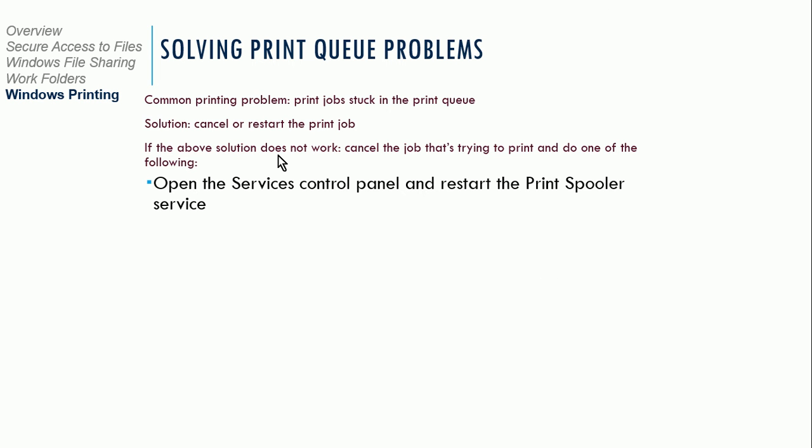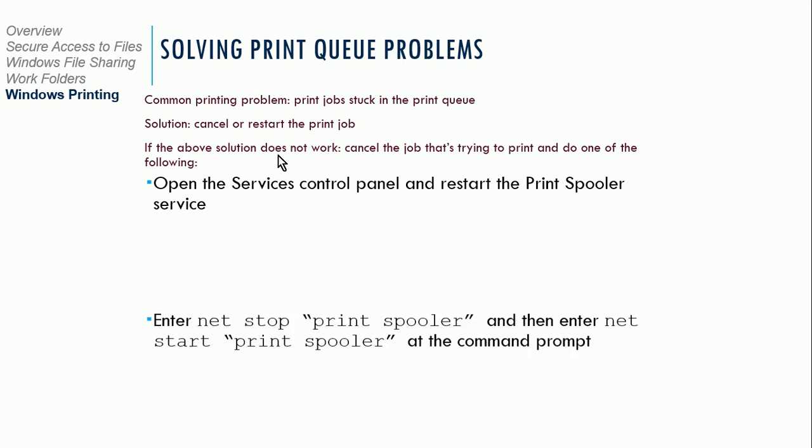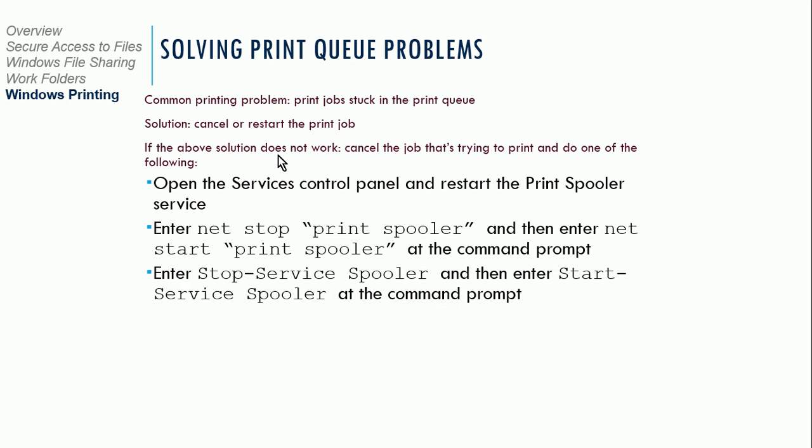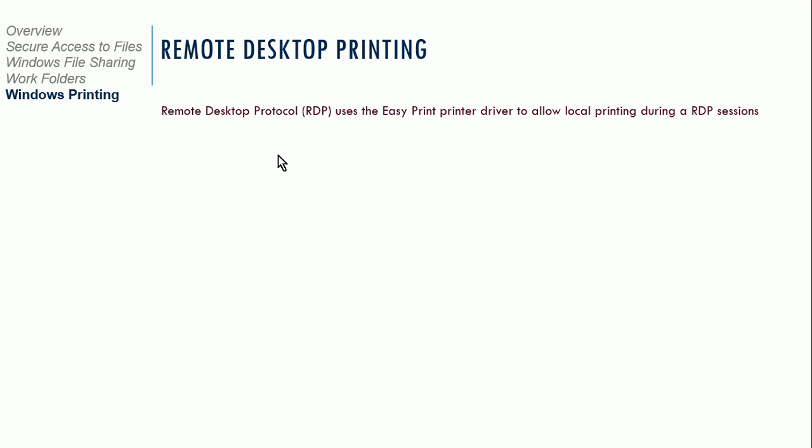You can open the services control panel and restart the print spooler service, right? So there's a service, or you can use the net stop command to do that, and then the start command to start it back up, but it's the print spooler service. Sorry, it stops. So with the regular command line, it's net stop, but with the PowerShell, it's stop-service. So again, that was the print spooler service.